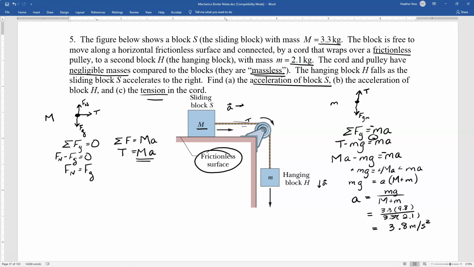Now, from that value a, I can substitute in here and say, okay, well, my tension is going to be 3.3 times that acceleration. That works out to be about 13 newtons.